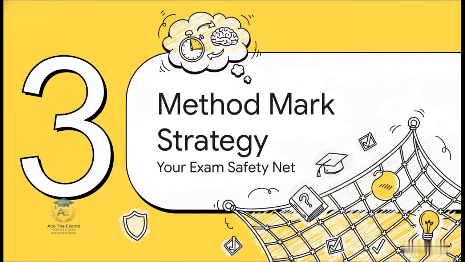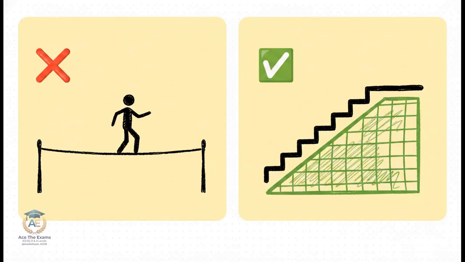Now we arrive at what might literally be the most important tactical insight of this entire explainer. Section 3, the method mark strategy. This is your exam safety net. There's a stark contrast between 2 very common approaches here. The answer-only approach is incredibly high risk. Think about it. If you only write down your final manipulated sentence, and you happen to make one minor spelling mistake or a tiny concord error, you lose the mark.